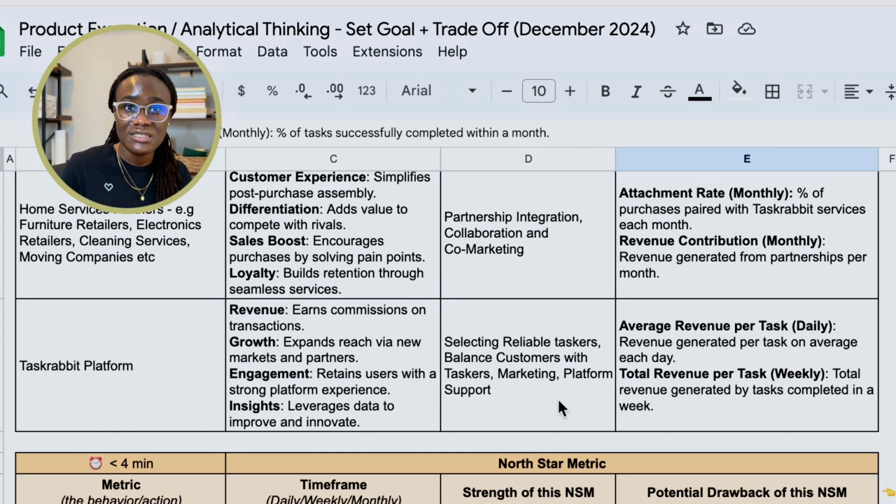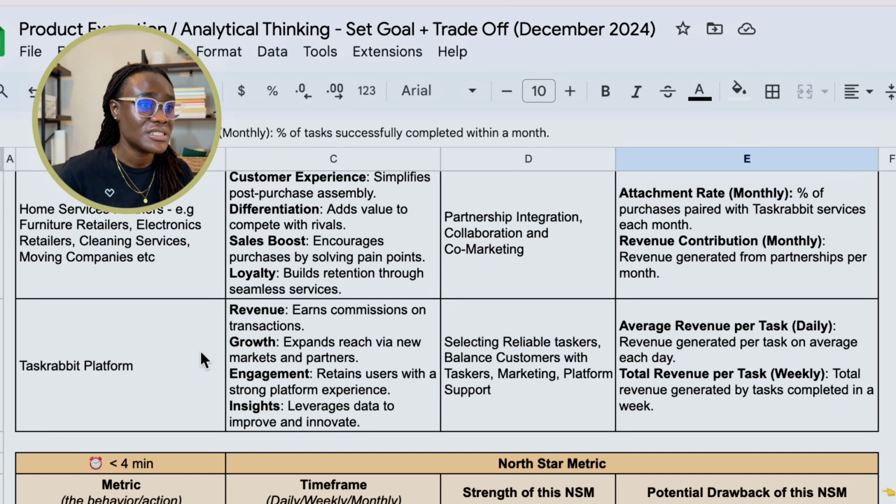And of course, the insights that they are able to leverage from the data can help to improve TaskRabbit, the platform. Now, for them to be able to assess this value proposition, the activities that they need to do is to, one, select reliable taskers to make sure that there's a good balance of supply and demand and keep the platform healthy. There's also partnership opportunities, marketing, and platform support overall to ensure that TaskRabbit is able to deliver on its entire value proposition for all the ecosystem players, and then leads to opportunity for engagement and retention of taskers, of customers, and the home service partners.